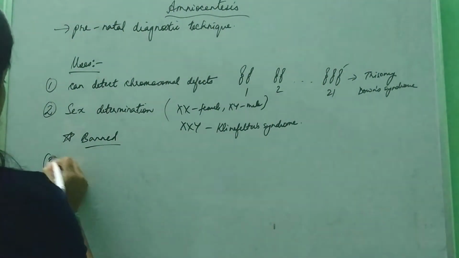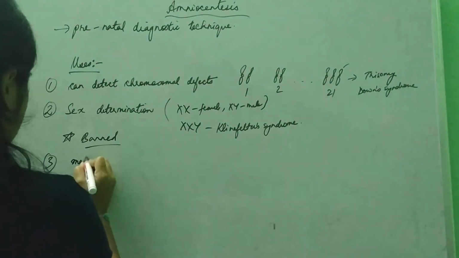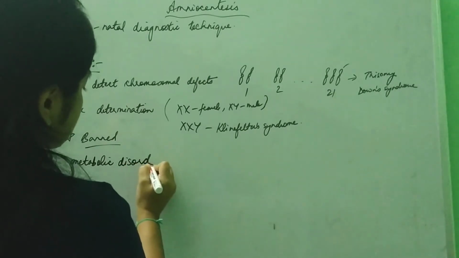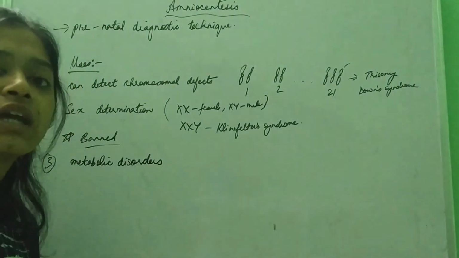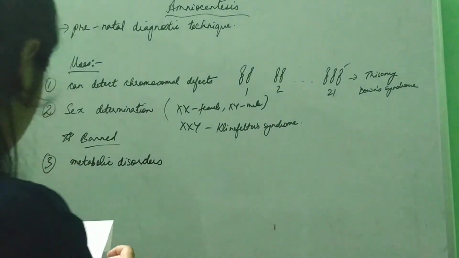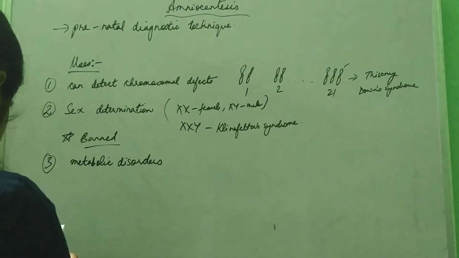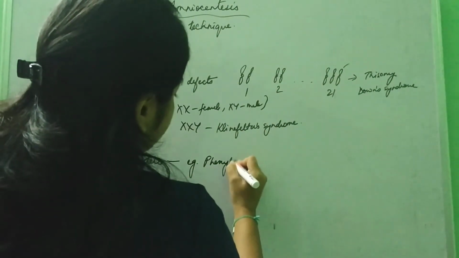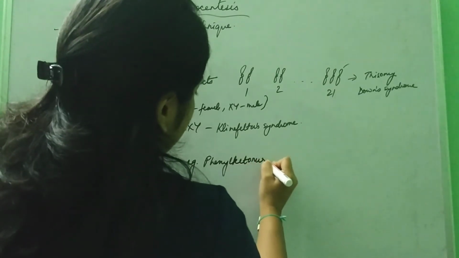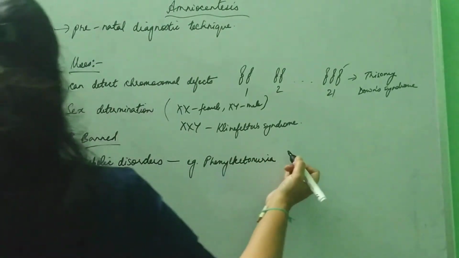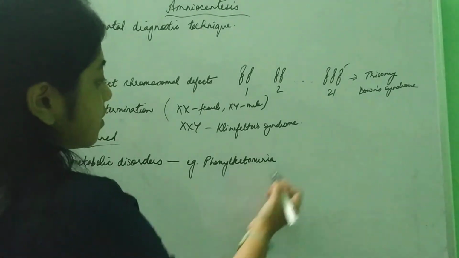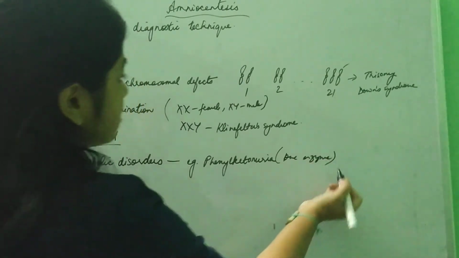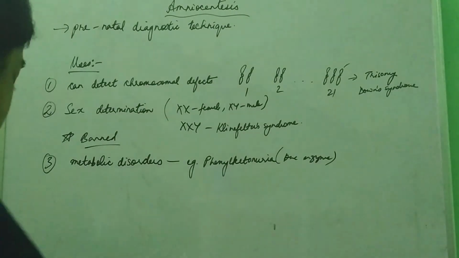Then the third use is for metabolic disorders. There can be metabolic disorders. Suppose the baby is not secreting a certain enzyme. That is again a metabolic disorder. An example of a metabolic disorder can be phenylketonuria. Here one enzyme is not present. This can be detected with the help of amniocentesis.